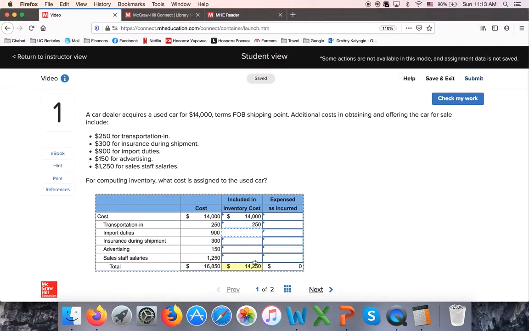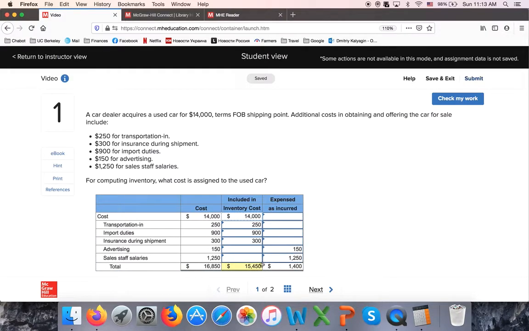Import duties of 900, yes. If we don't pay import duties, we don't have the car in our dealership. Insurance during shipment, yes, that's included in the cost of inventory. Advertising, not necessary, expensed out, goes on the income statement. Sales staff salaries, that's an expense.